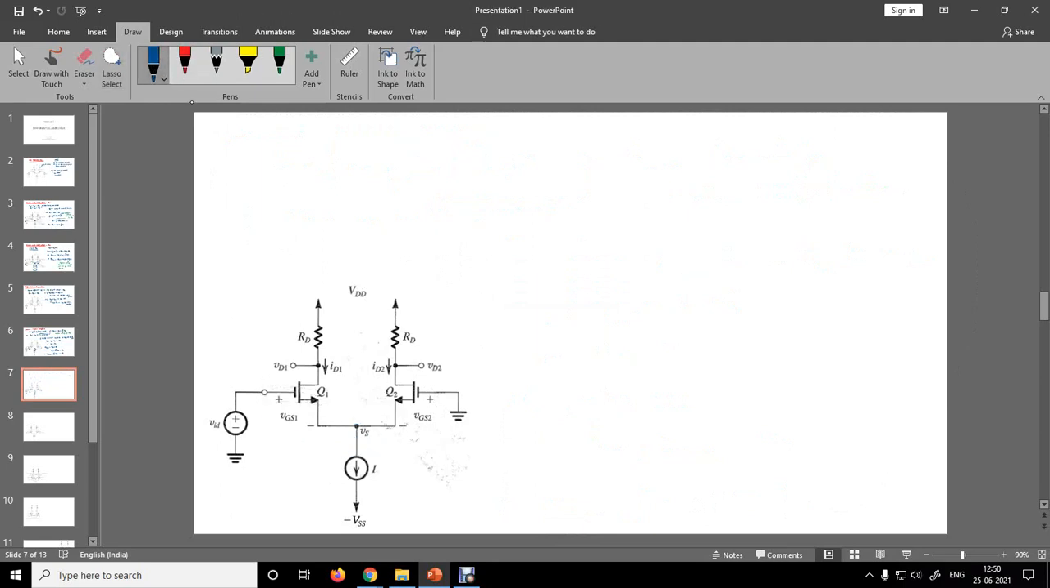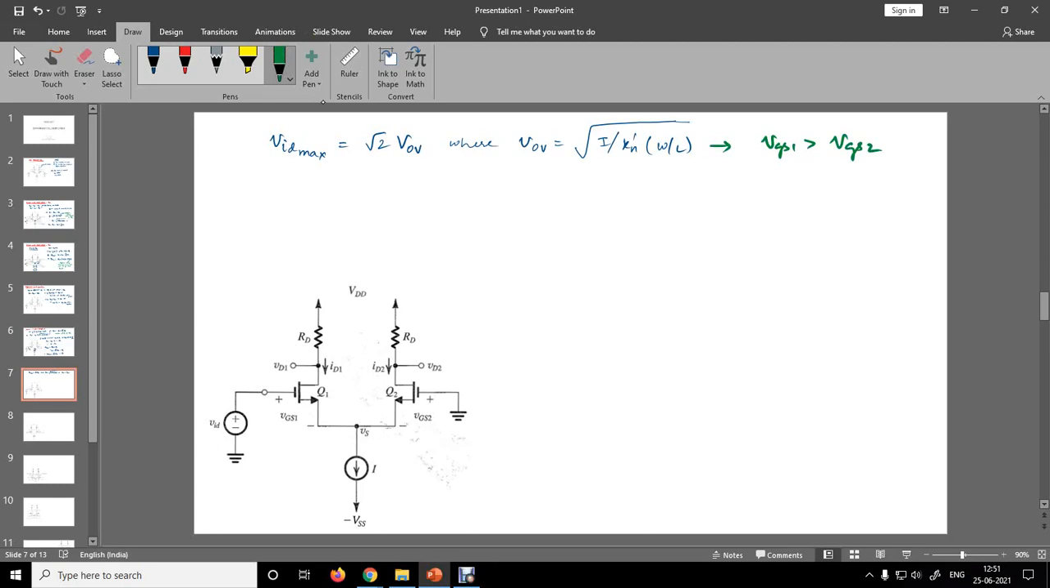Right, now what we got was VID max as square root of 2 into VOV, where VOV is square root of I divided by Kn prime into W by L. So this is the VID we get assuming that VGS1 is greater than VGS2. Here the assumption is VGS1 is greater than VGS2. That is the assumption here.